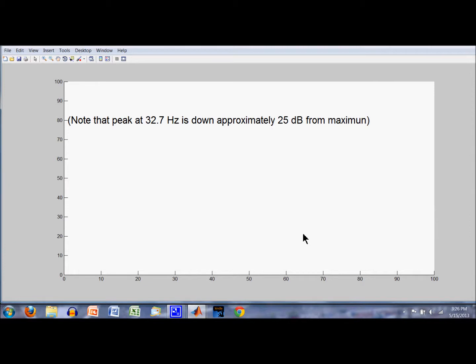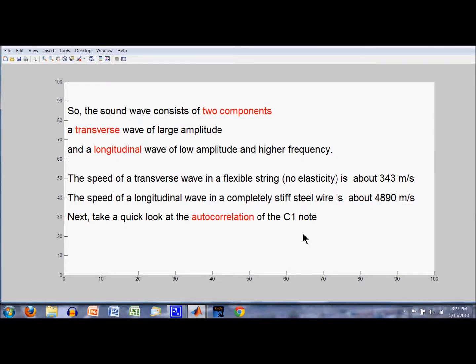Now we also note that the peak at the first partial is quite a bit weaker than the strongest peak, and we'll talk about that later on. So this page comments about the different speeds. The transverse wave moves across at about 343 meters per second, whereas the longitudinal waves move at almost 5,000 meters per second. Let's take a look at the autocorrelation of that note.